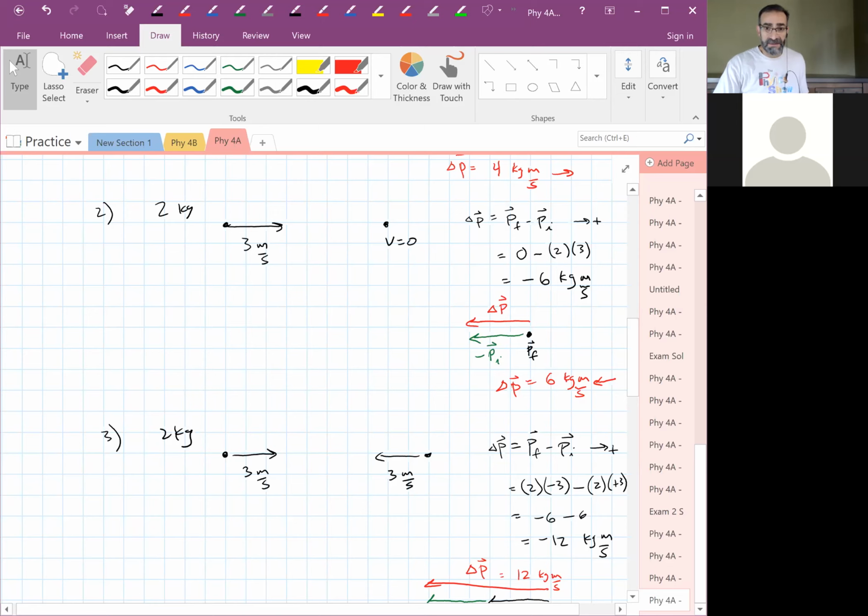In case 3, it had to be bigger. It produced a much bigger change in motion, a bigger change in momentum. And where did that force come from? It came from whatever it interacted with.